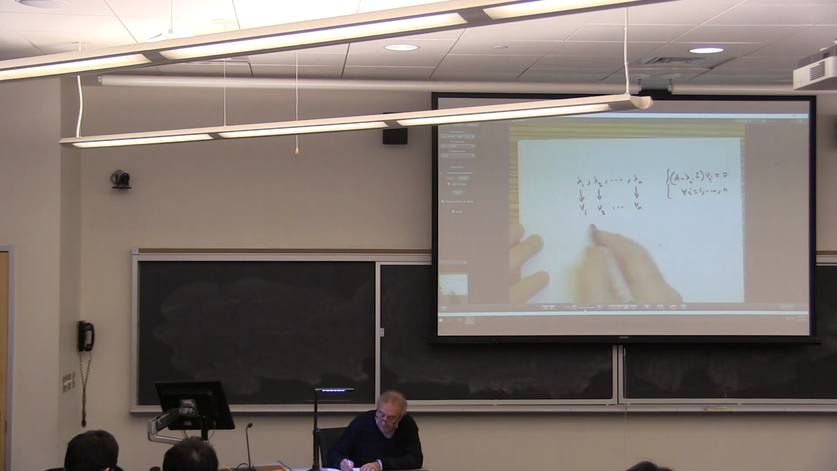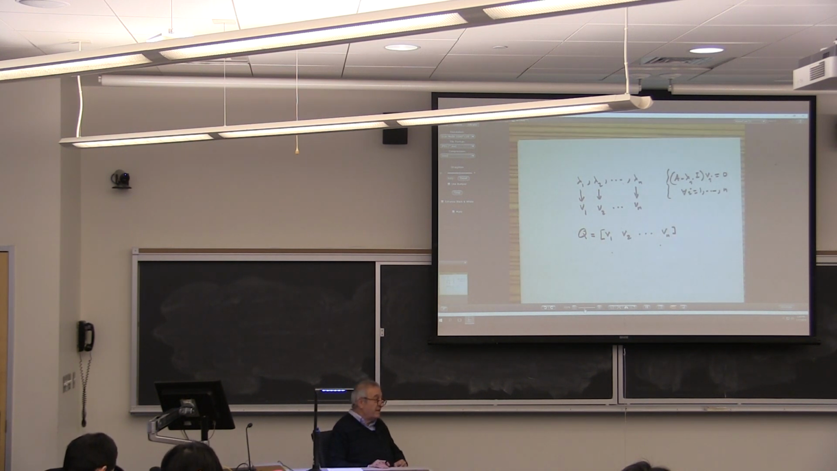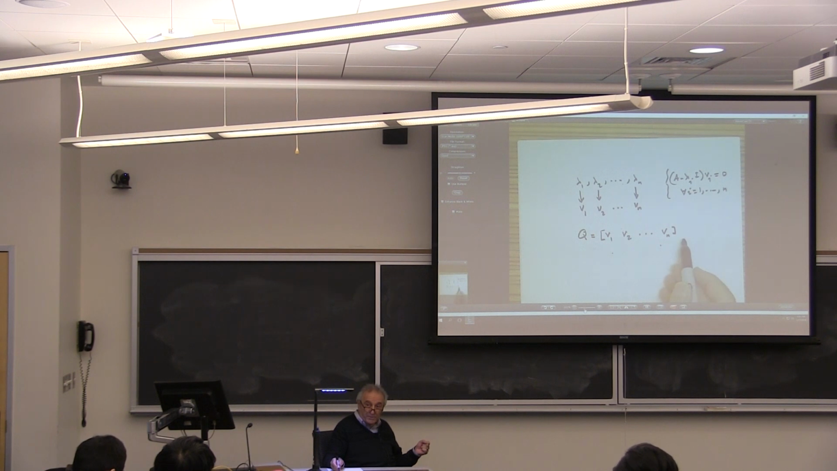So you find v1 through vn. What is interesting about this is that if you take this v1, v2, vn, you put it in a matrix Q, like this. Since v1 through vn are a set of linearly independent vectors, they qualify as a basis in a particular vector space, right? So therefore, the matrix Q becomes non-singular. Is that clear?